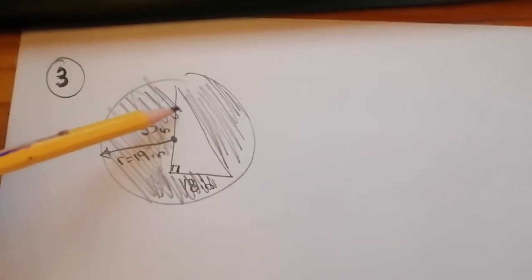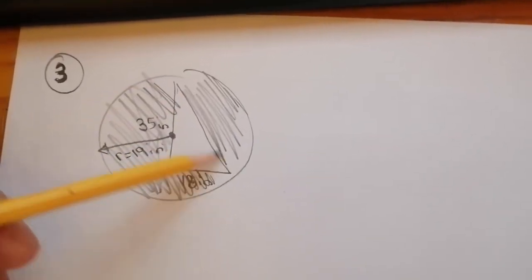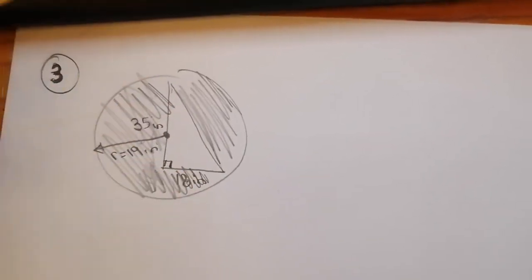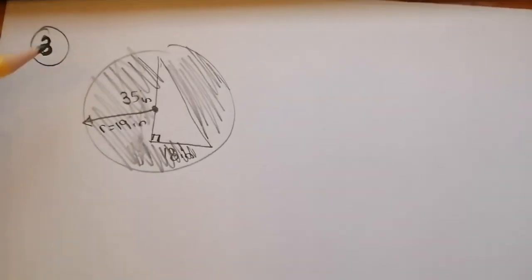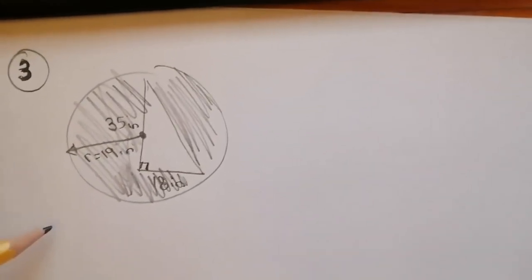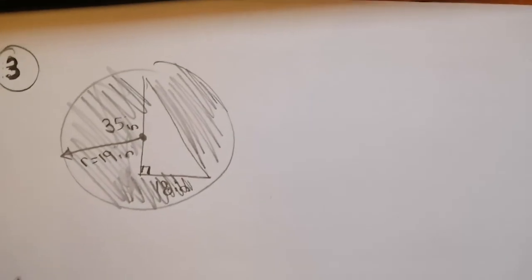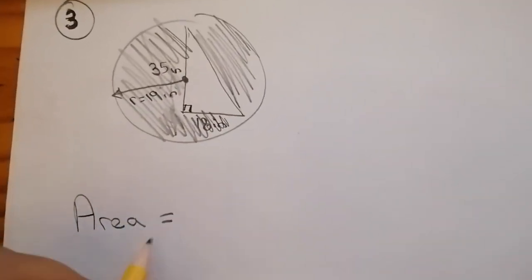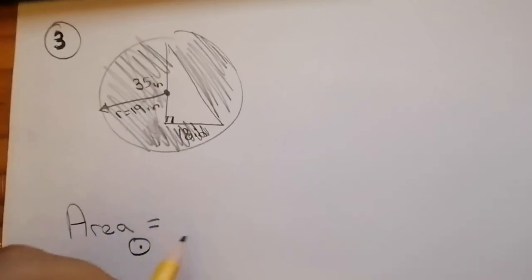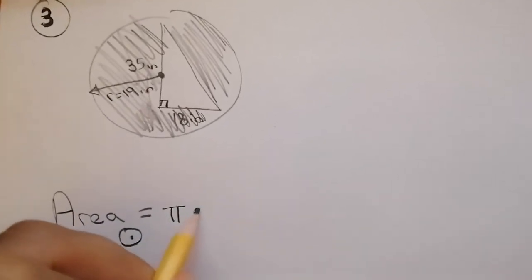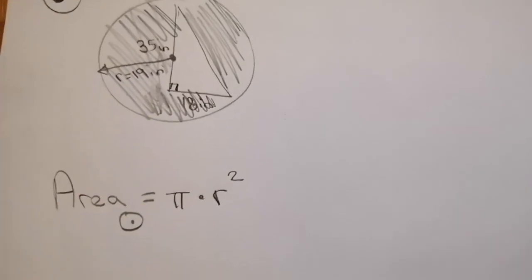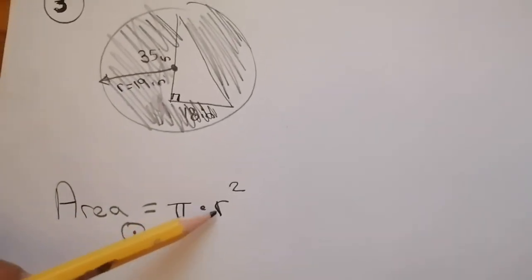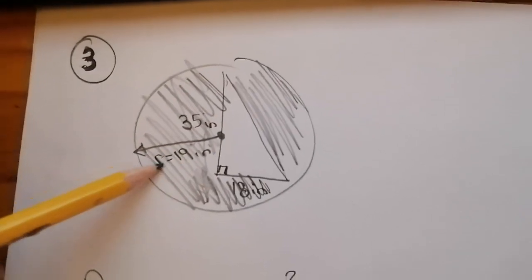In this case, you have a full circle, and you need to take away the area of the triangle. So what I suggest you guys do is first find the area of the circle. To find the area of the circle, the area of the circle is pi times r squared. And they give us the radius. So this is times the radius to the second power. The radius in this case is 19 inches.